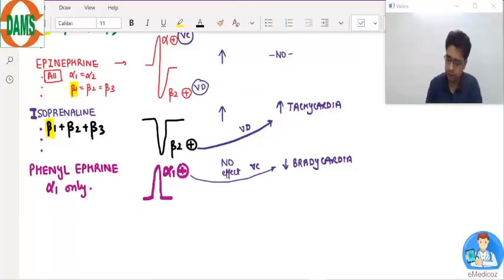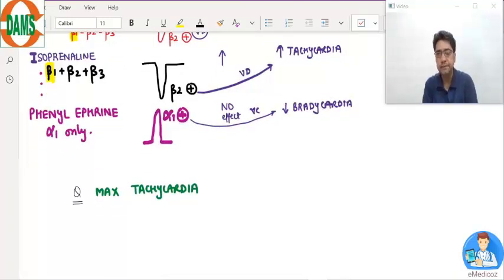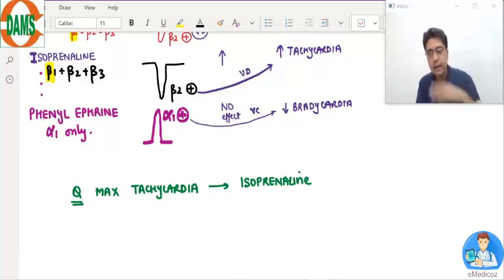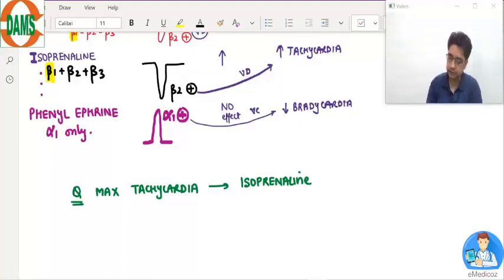The first question I want to ask you is, which drug causes maximum tachycardia among these four drugs? What is your answer? Both direct and reflex tachycardia. Maximum tachycardia is by isoprenaline. And I have already told you yesterday, isoprenaline is given for the treatment of bradycardia.